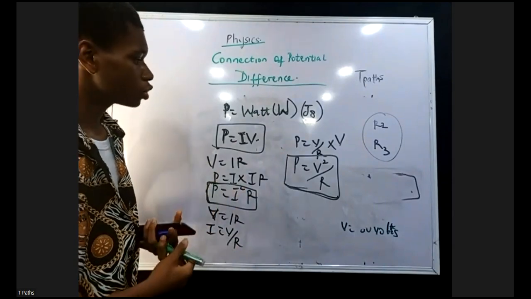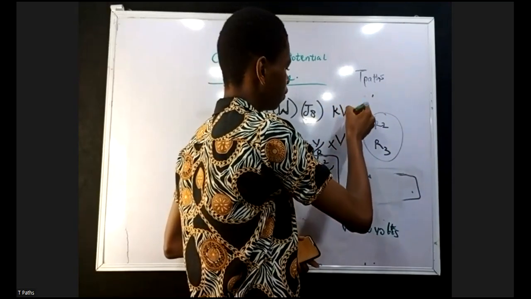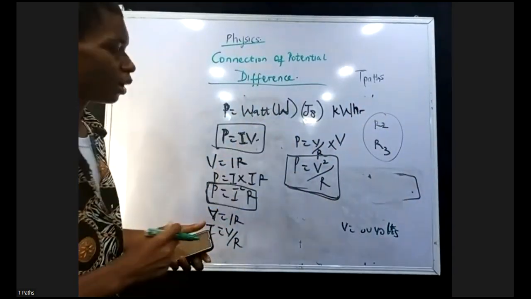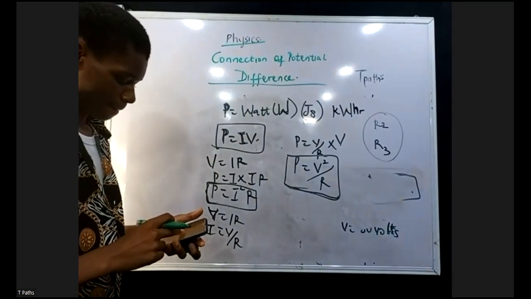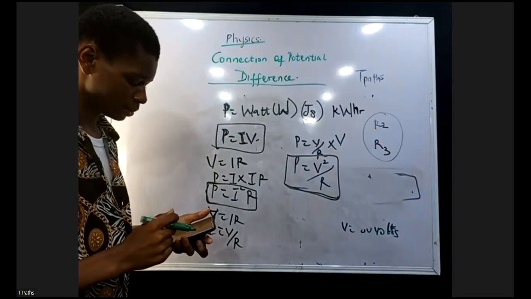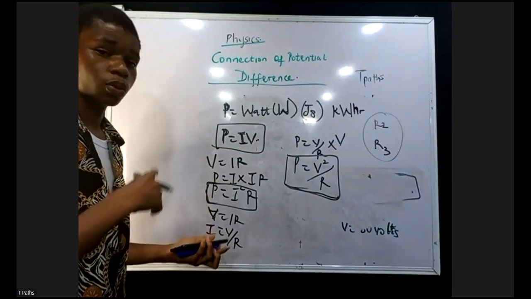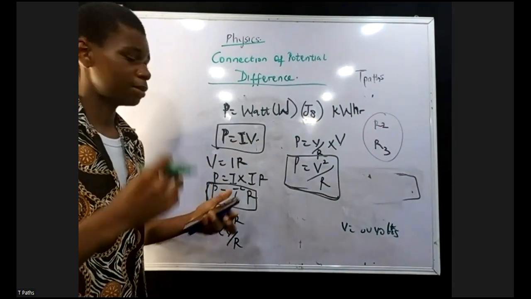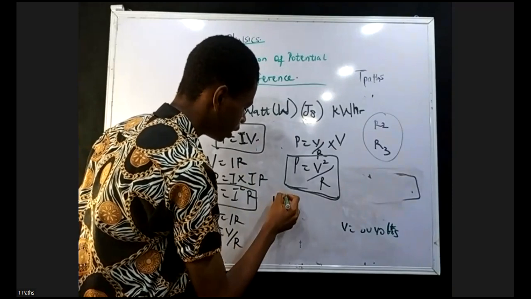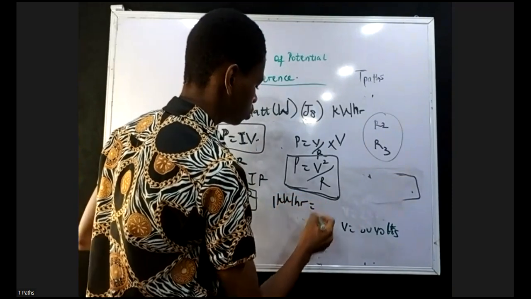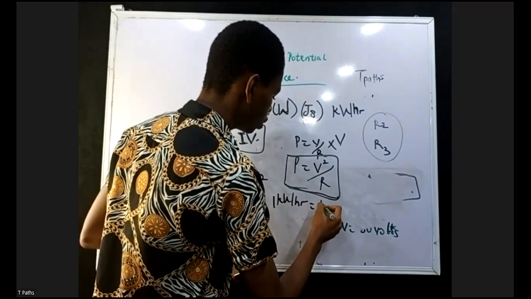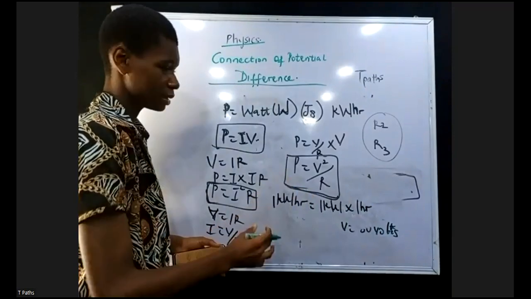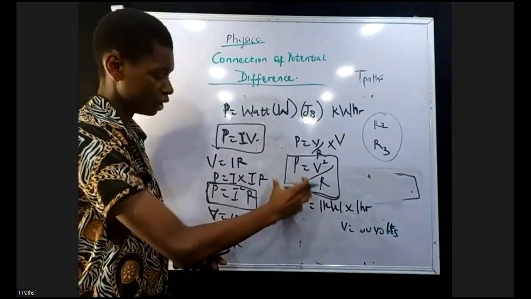There is also another unit of energy, the kilowatt hour. That's the unit we use for home appliances. A kilowatt hour is simply the multiplication of 1 kilowatt by 1 hour, that is, when 1 kilowatt of energy is consumed over a period of 1 hour. So 1 kilowatt hour equals 1 kilowatt times 1 hour. When you see 1 kilowatt hour, it simply means 1 kilowatt of electrical energy is consumed in 1 hour.